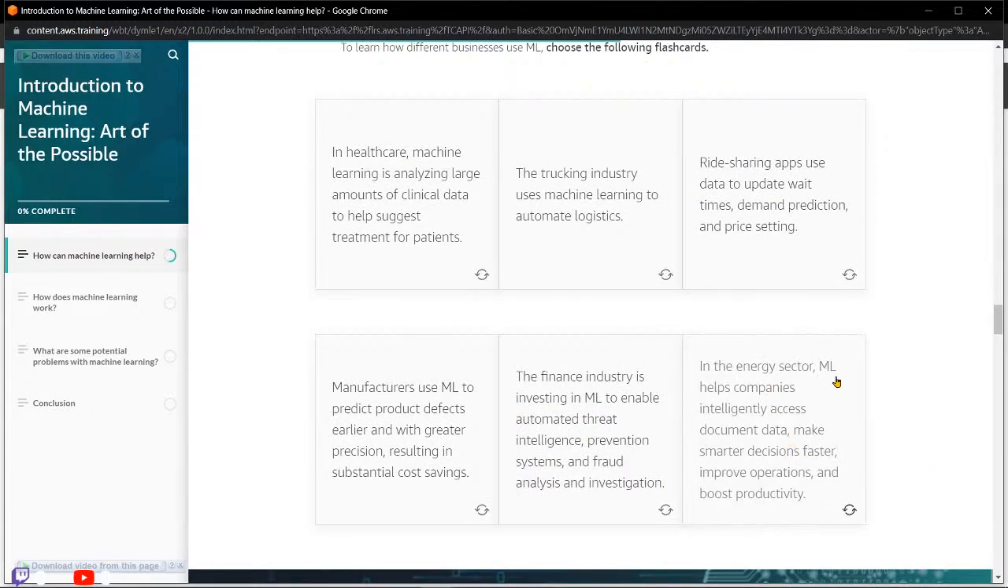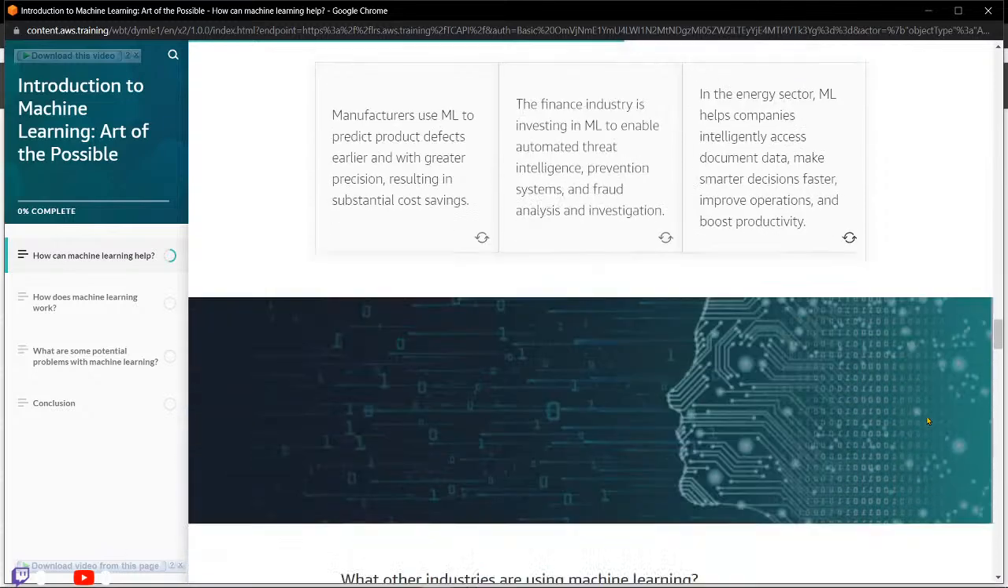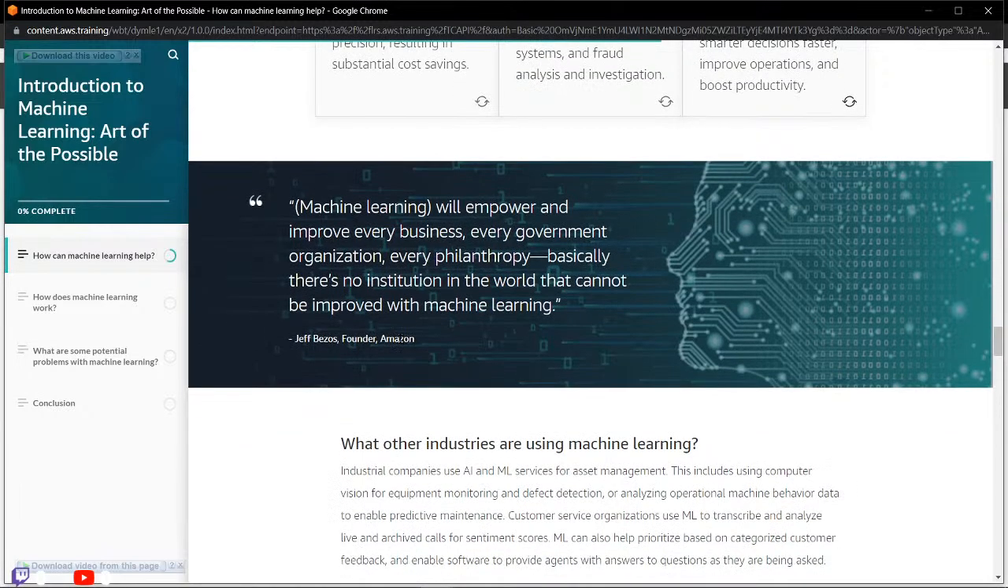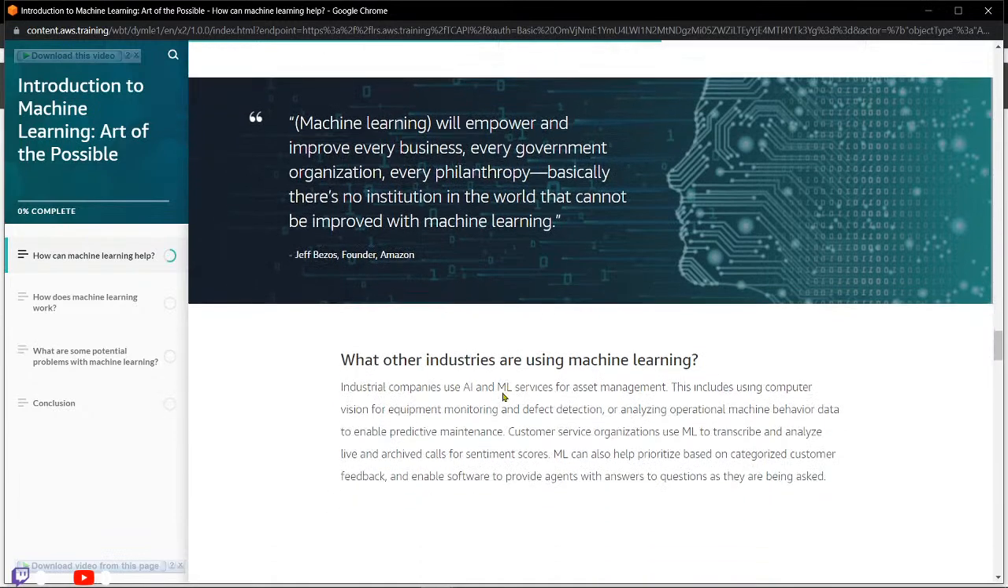And in the energy sector, ML is helping companies intelligently access document data, make smarter decisions faster, improve operations, and boost productivity. Machine learning will empower and improve every business, every government organization, every philanthropy. Basically, there is no institution in the world that cannot be improved with machine learning, said Jeff Bezos, founder of Amazon.